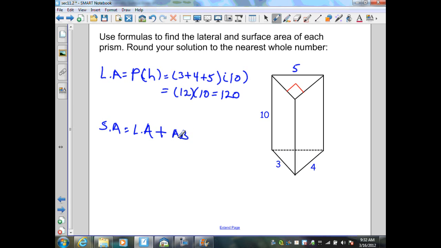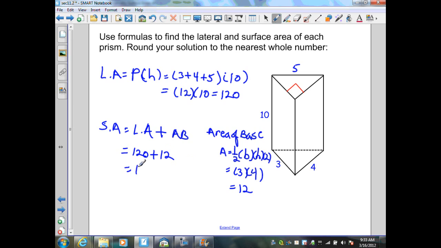The area of my base is determined as we have on the previous page, which is, in this situation, area equals 1/2 the base times the height. And in this situation, I'm going to multiply by 2 because I have 2 bases. Therefore, the 1/2 and the 2 cancel out, and I get the base, which is 3, times the height, which is 4. Therefore, my area of bases is 12. Finding that sum, I'm going to get 120 plus 12, which is 132.